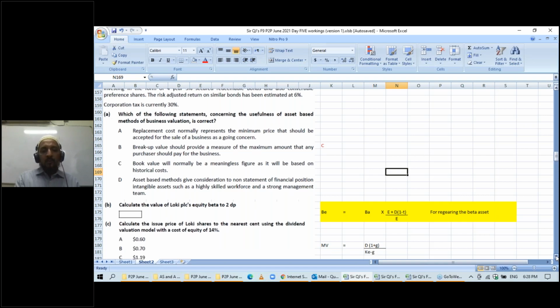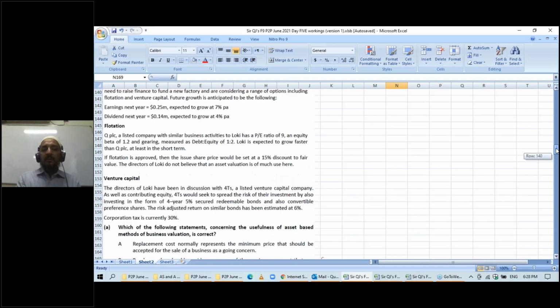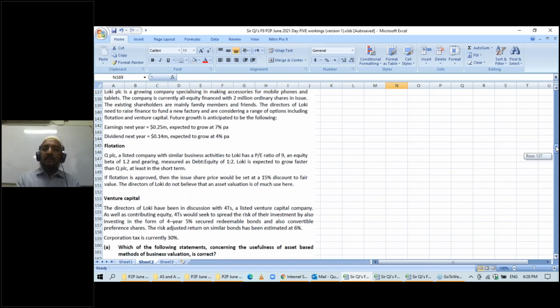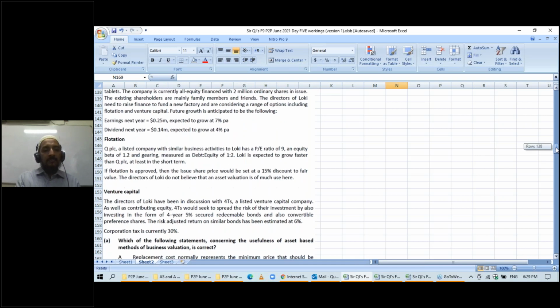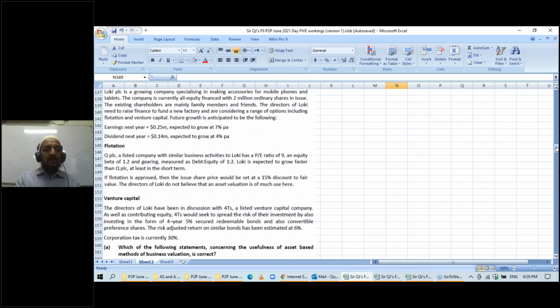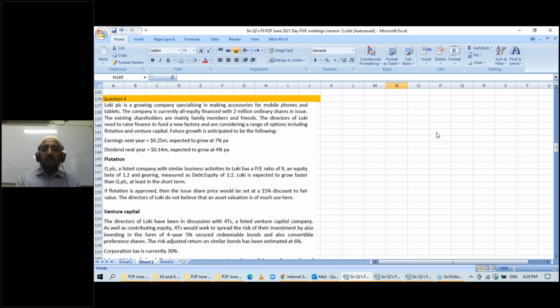Okay, now next point. Calculate the value of Loki PLC's equity to 2 decimal places. So over here in this case, they have given you an ungeared beta. Ungeared means without any gearing, and you have to gear it. Like in the last class, we calculated the project specific cost of equity. This is of that type. So in this case, the debt to equity ratio is given for the gearing purposes, which is 1:2.